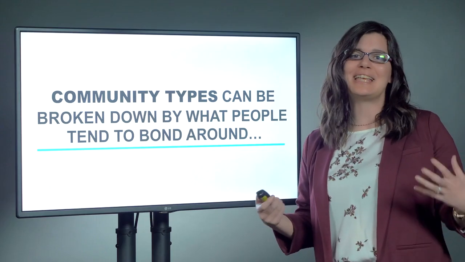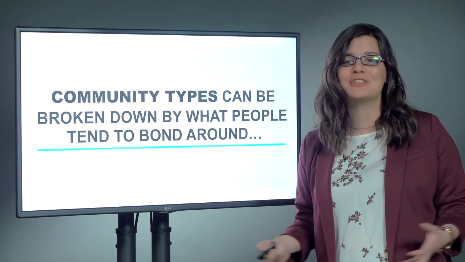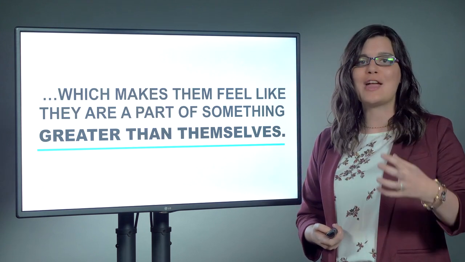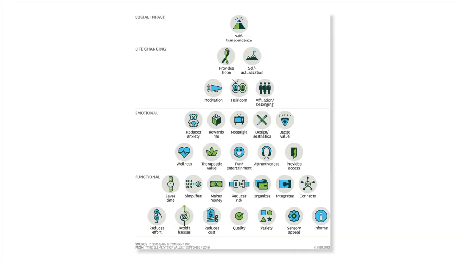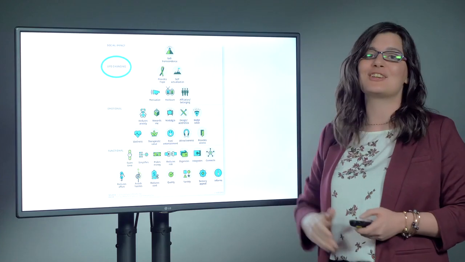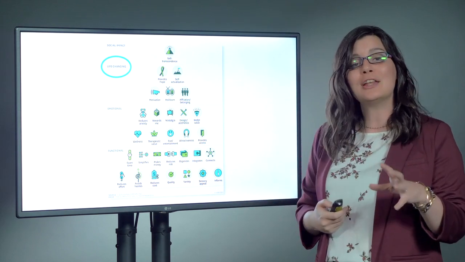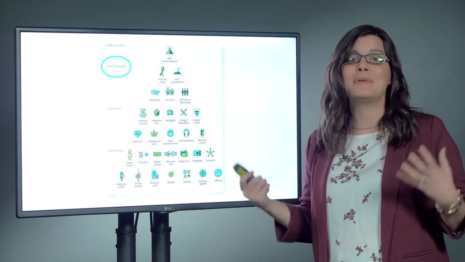So community types can be broken down by what people tend to bond around, which makes them feel like they're a part of something greater than themselves. So remember when we talked about the elements of value? We want to tap into that life-changing part of it. We want to really establish a sense of affiliation and belonging. You want your specific group of people to feel like they are among their peers.